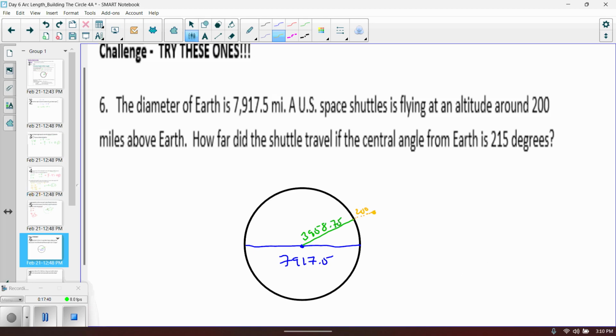So here's your shuttle out here. Okay, really, really horrible drawing of a space shuttle, just a nice little dot. But it's traveling at that kind of a distance from the surface of the Earth. And it says that it goes around 215 degrees. So it is traveling around that way, 215 degrees, which basically is your central angle. Because if you were to then extend another thing out here, that angle in between there would be 215 degrees.